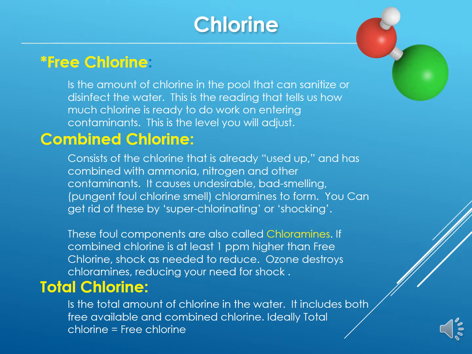Now that we've covered pH, alkalinity, and calcium hardness, the 3 major components of water balance, we'll move on to chlorine. Free chlorine is the amount of chlorine in the pool that is available to sanitize or kill bacteria in the water. This is the one you will test for. This is the reading that tells us how much chlorine is ready to get to work killing contaminants in the pool. Combined chlorine is chlorine that's already used up.